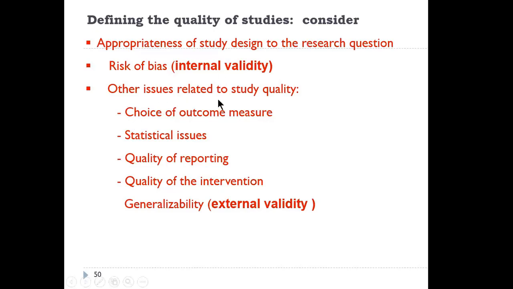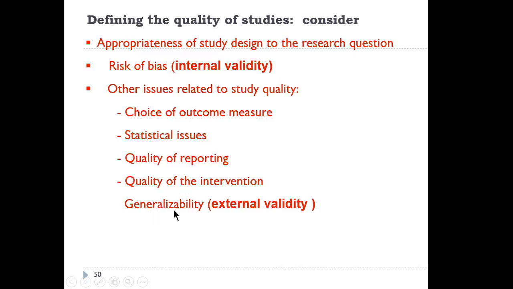Other issues related to study quality: choice of outcome measures. In the research study, there will be the outcome that you are looking for, and there will be methods to measure the outcome. So there will be errors in that, and also errors in statistical issues. And there will be quality of reporting, quality of intervention. When you allocate the intervention, there will be errors in the way it was done. Those are all the factors that you have to take into consideration when you check the quality.